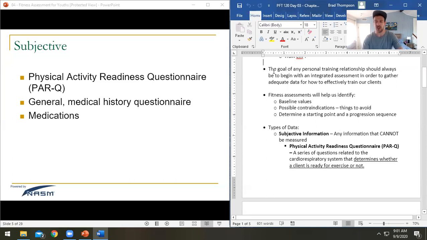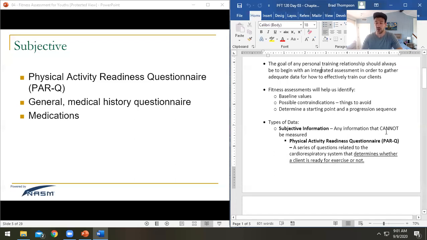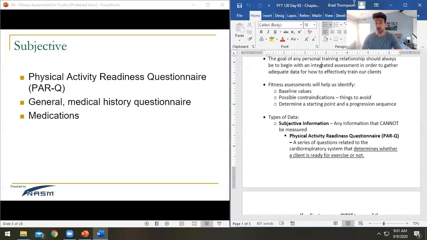So kind of summarizing all that up, right? The goal of any personal training relationship should always begin with some type of fitness assessment so that you can get that data before training your client, right? We always want to make sure that we start with a fitness assessment.